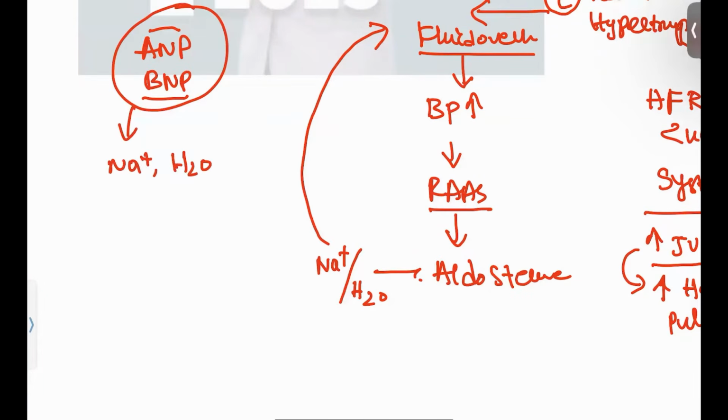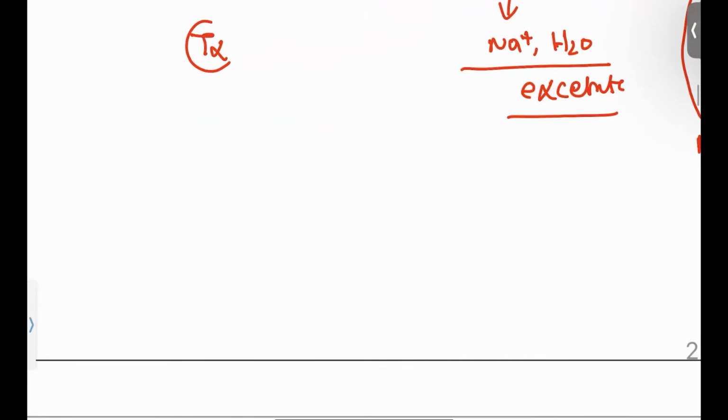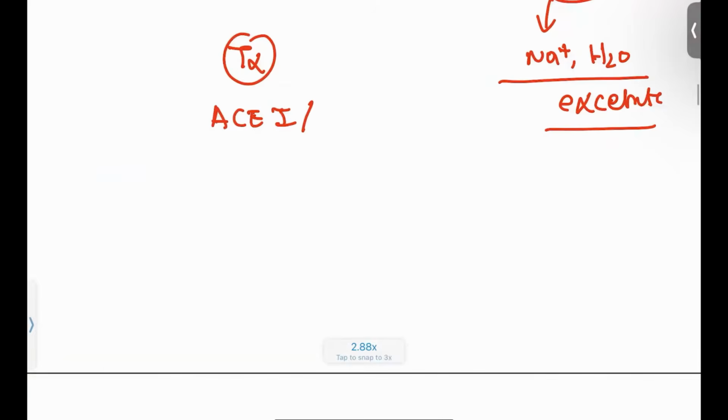These both will be excreted. So that means at some point the fluid overload should decrease. So for that, what is the treatment that we have to give for this patient? The treatment protocol will be, we have to start the patients on ACE inhibitors. You have to stop the RAS pathway, with ACE inhibitors or ARB inhibitors.